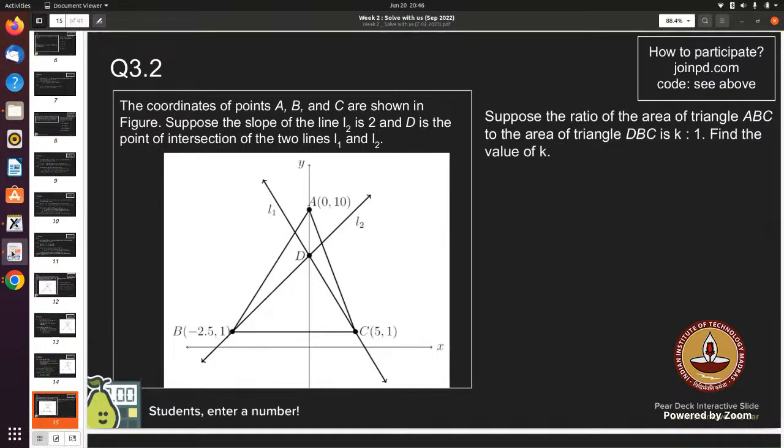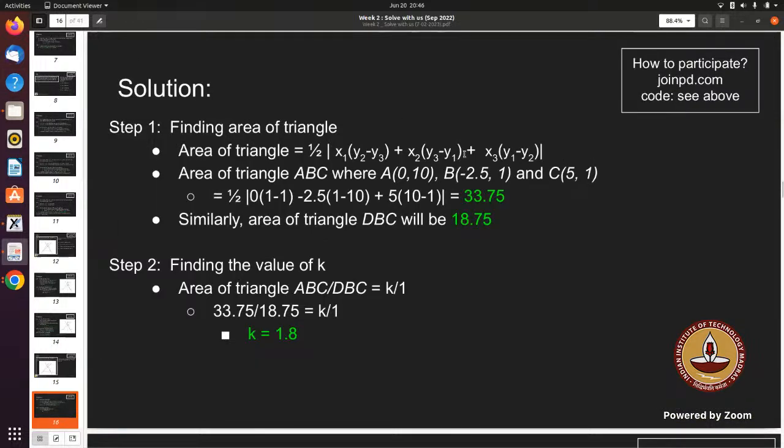Okay, okay, let's see. So if you take the triangle ABC, you know the coordinates, and this is the formula. I think this is the determinant formula some of you are talking about. Yes, sir. 1 by 2 into mod of this, right? x1 into (y2 minus y3) plus x2 into (y3 minus y1) and so on. Now if you put the values, you will get these two numbers, right? For ABC you will get 33.75 and for DBC you will get 18.75. And now if you take the ratio, it will come as 1.8. Sir, how do we find point D? Huh? Because 2.5 is there. Sir, how do we find point D? Point B.